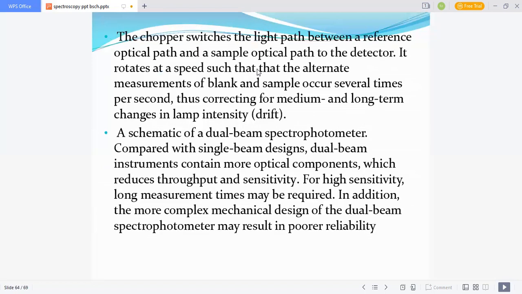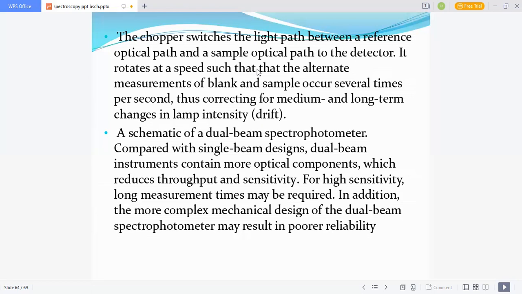The chopper switches the light path between a reference optical path and a sample optical path, rotating at a speed such that the alternate measurement of blank and sample occurs several times per second, thus correcting for medium and long term changes in lamp intensity.